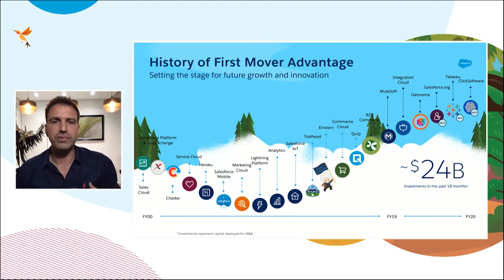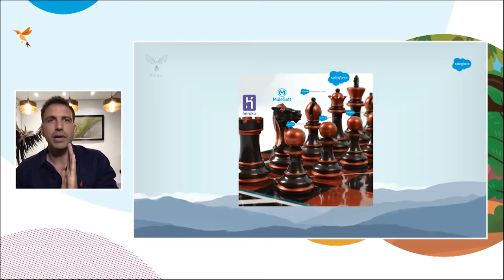The move from platform to Einstein to e-commerce to integrations such as MuleSoft, recently Tableau. Each one of these acquisitions has been pushing towards a very specific horizon. Now, a metaphor we'll keep coming back to is the metaphor of software and chess.